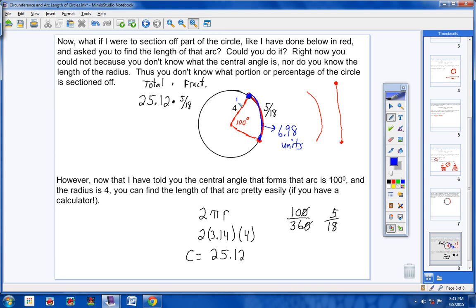Now, if my 4 was feet, then this would be feet. If it was inches, this would be inches. If it was centimeters, then this would be centimeters, okay? But it's not squared because it's not area. So there we go. Isn't that easy, students? If you know the total circumference and you know what fraction this arc is, then multiply the two together and you'll have the actual arc length, okay?